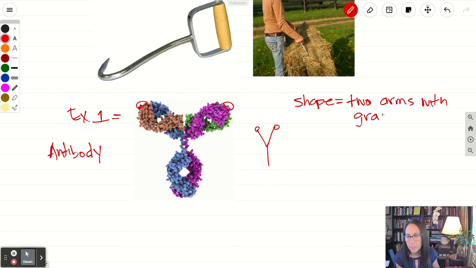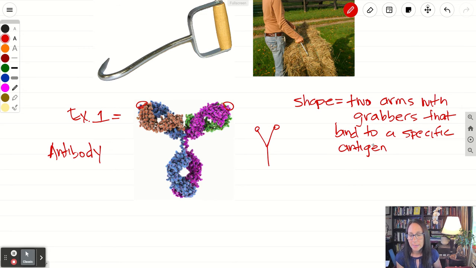Okay, that's just what I'm going to name this. It's not very scientific. So grabbers, I'm not even sure that's how you spell it, but they grab very specific antigen. Okay, grabbers that bind to a specific antigen. Okay, antigen just means thing. You have antibodies for coronavirus. Okay, and so the antibodies for coronavirus can only grab coronavirus.